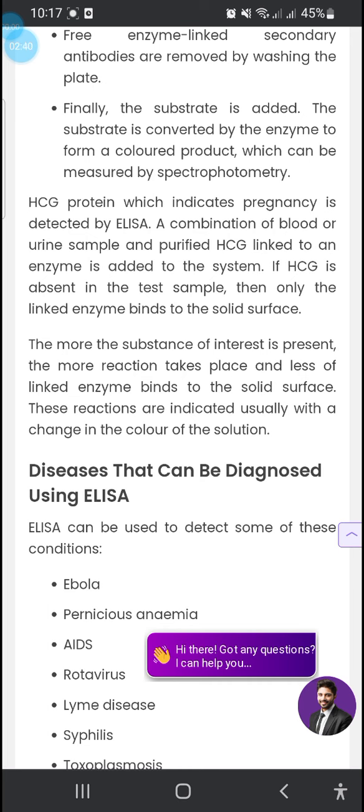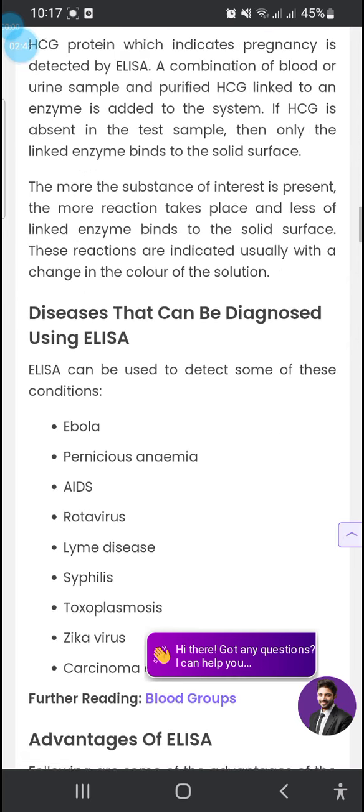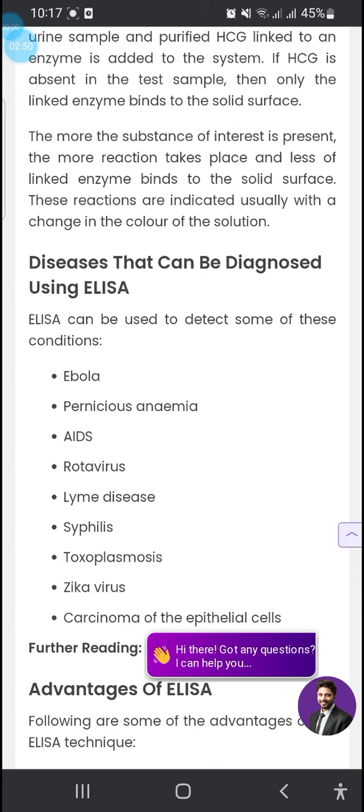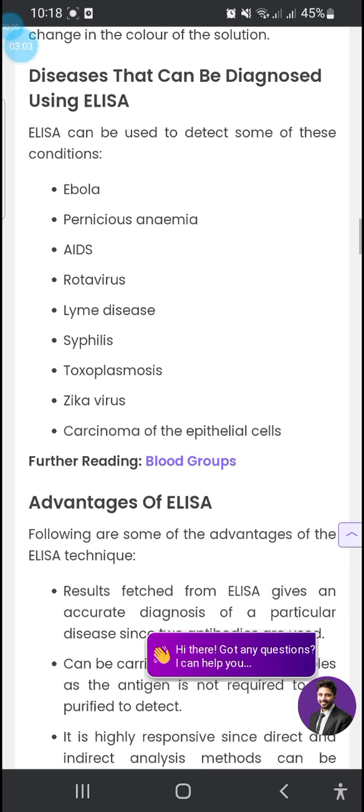Diseases that can be diagnosed using ELISA. ELISA can be used to detect some of these conditions: Ebola, pernicious anemia, AIDS, rotavirus, Lyme disease, syphilis, toxoplasmosis, Zika virus, carcinoma of the epithelial cells.